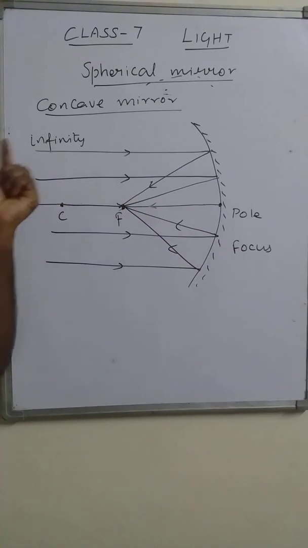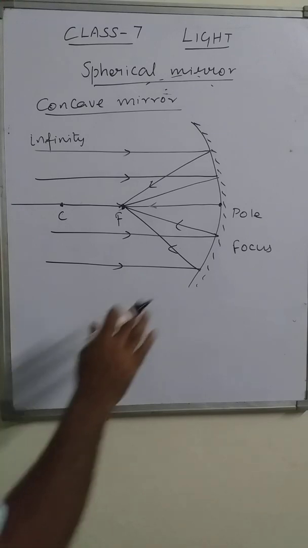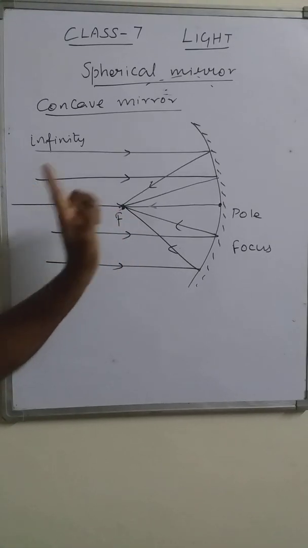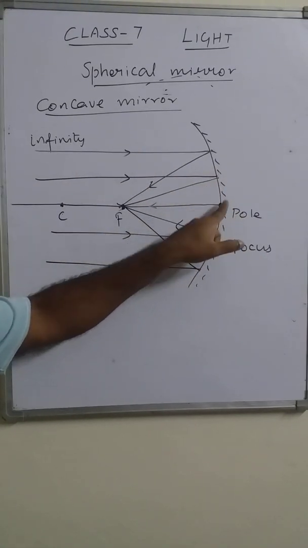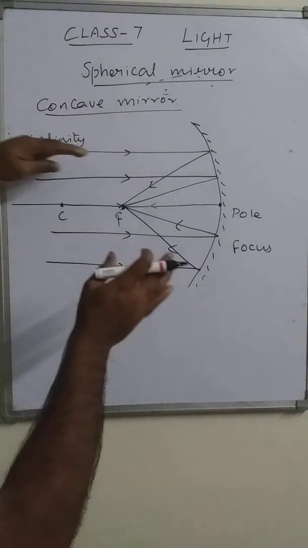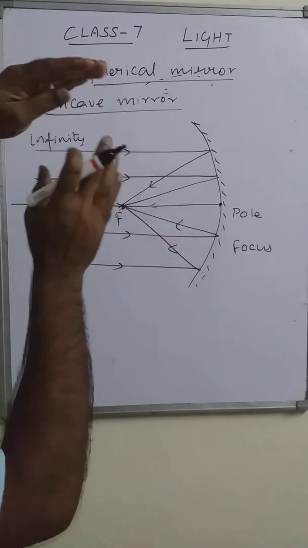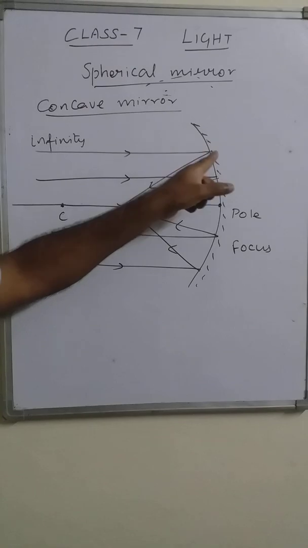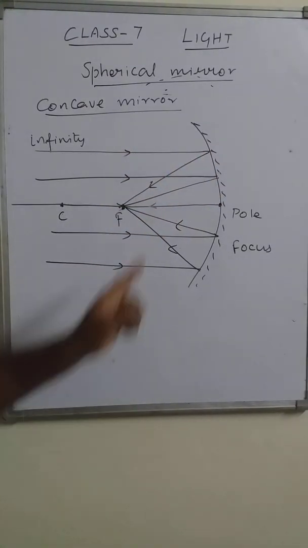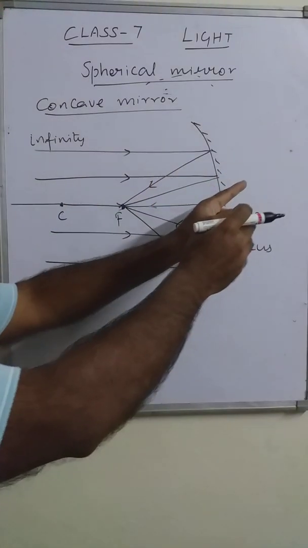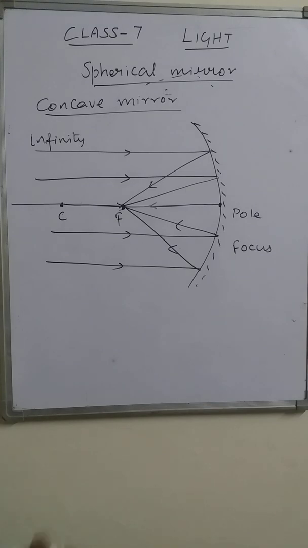So at that point the image will be formed, right? So this concave mirror has one more term also, that is focus. Center of curvature, pole, that is the point on the surface of the mirror, and this is focus, right? Now you see that all the parallel light rays traveling towards the mirror, after reflection, are converging at a single point. This is the nature of the concave mirror: all the light rays after reflection meet at a single point.